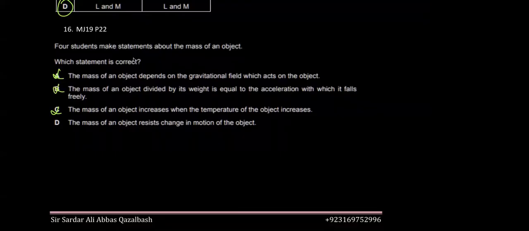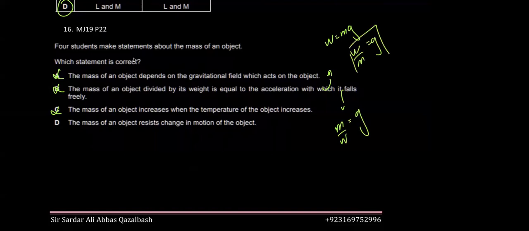Nope. B is also not your answer. This says basically it's W is equal to mg. B is saying that M over W is equal to G. Nope. W over M is equal to G. Some students might confuse and choose B as the answer. The answer is D. This is law of inertia.